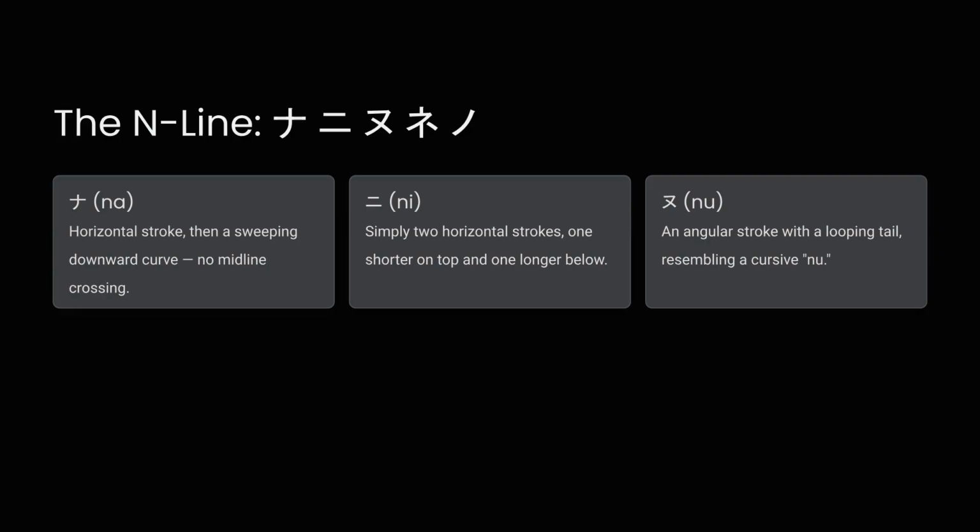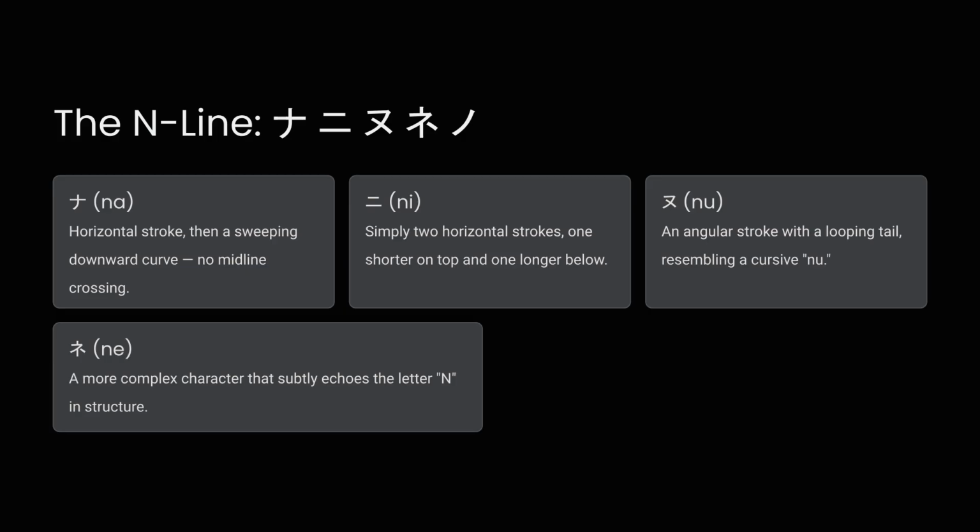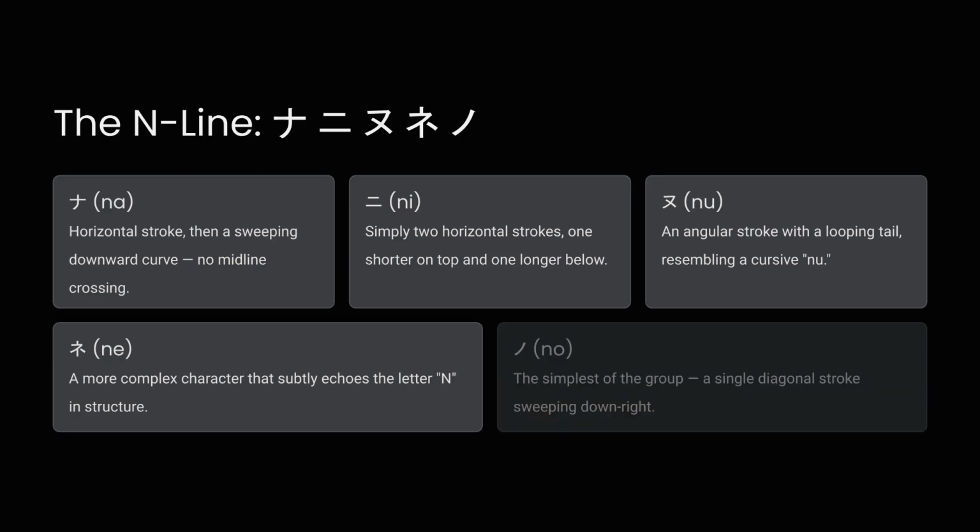A has a horizontal stroke and a sweeping downward curve. Ni is simply 2 horizontal strokes. No is an angular stroke with a looping tail. No subtly echoes the letter N. No is the simplest, a single diagonal stroke sweeping down right.